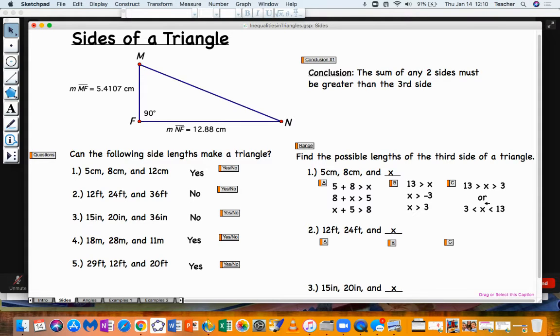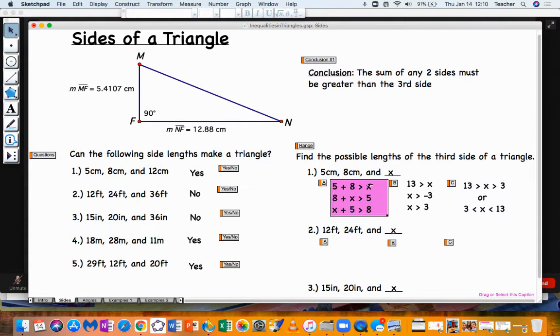Now, simple way to do this, especially if you have a multiple choice test, is pick a number in that range, a number that is greater than 3 but also less than 13. Let's say 10. We'll put 10 in there. Does that work? We'll take the two smallest, add them together. Is that bigger than the third? And that would be true. So this would be your answer to this potential question. They could write it different ways, but this is the statement that you're looking for.